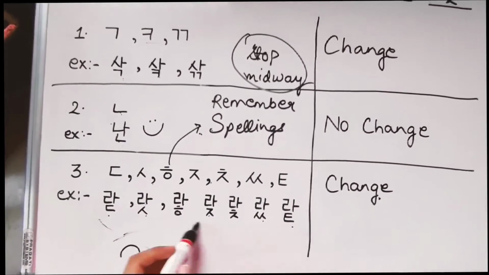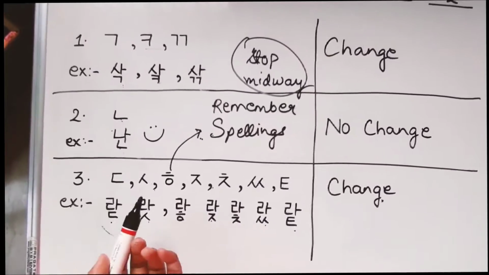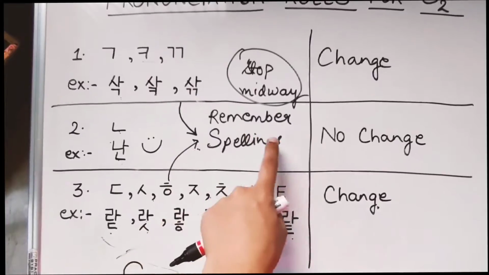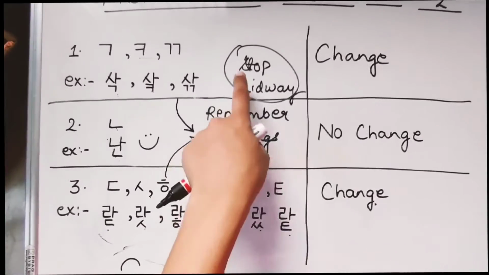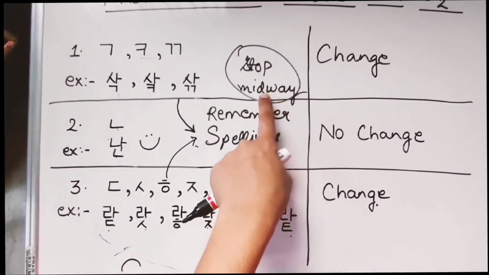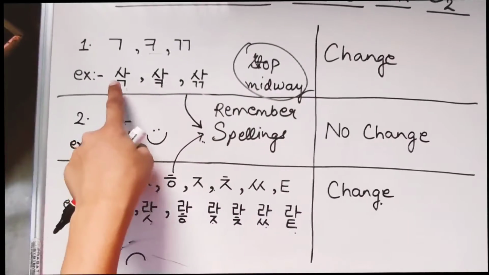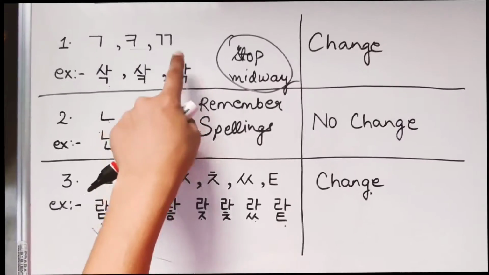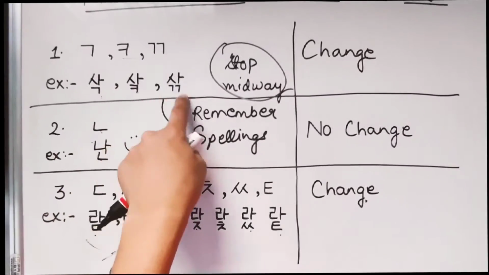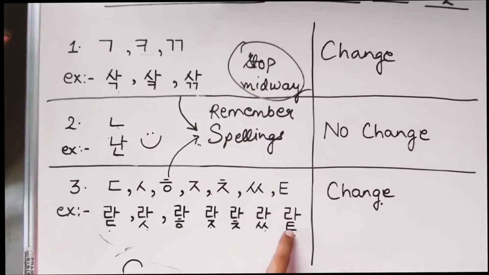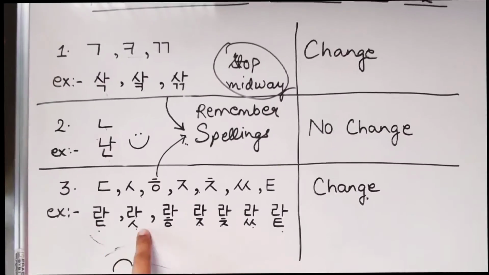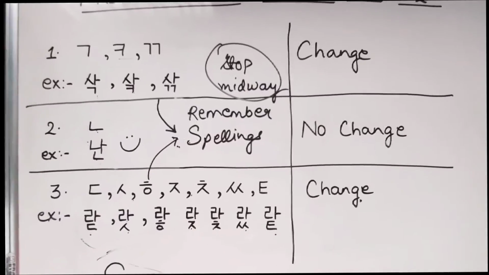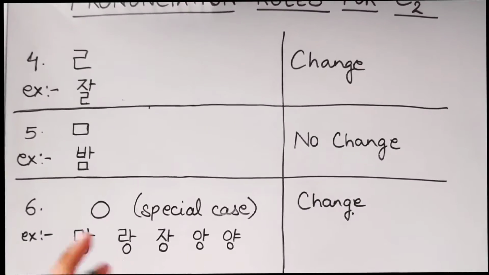So again, that means you have to remember the spellings of each syllable and each word in both the first and third case. Please remember the spellings and make sure to stop midway. In the first case, don't say ka properly. You don't say sak fully, it's a stopped sak. And in this case, it's not a full rat, it's a stopped rat. Your tongue would be between your teeth.